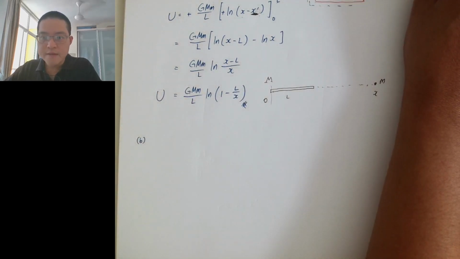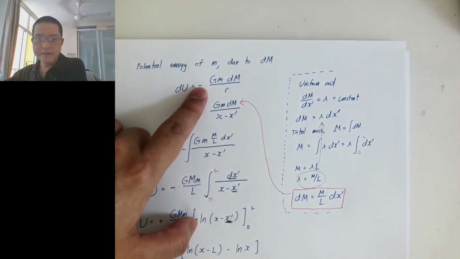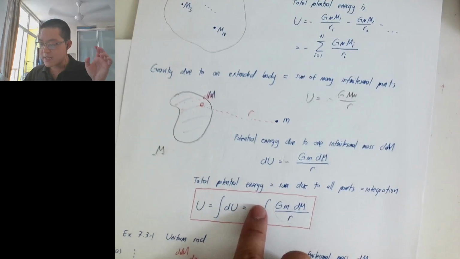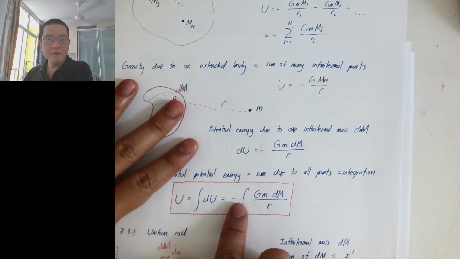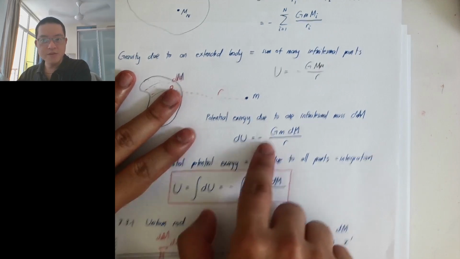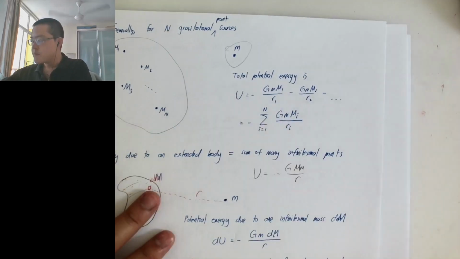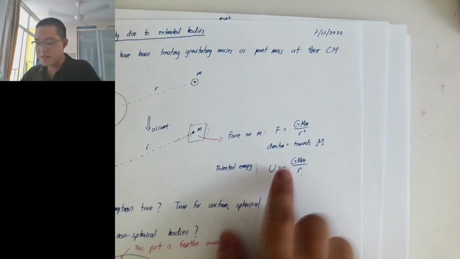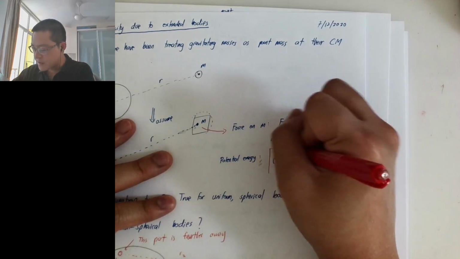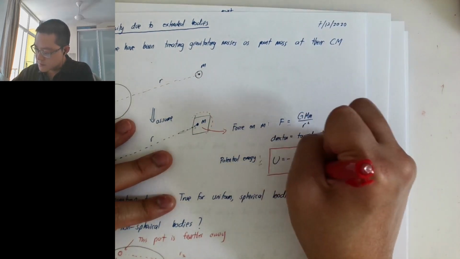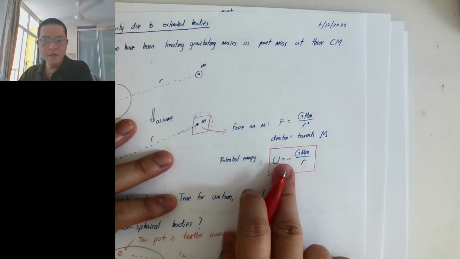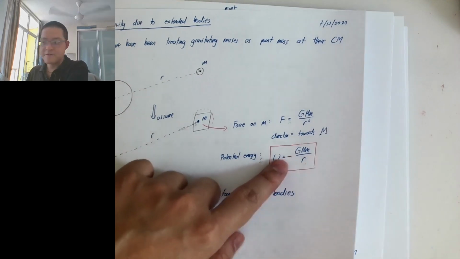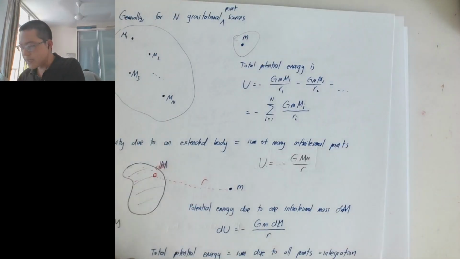You must put the negative sign first before integration. Yes, and the original negative sign came from our definition of potential energy. So everything here has a negative sign because our potential energy is defined with the negative sign, and the negative sign follows us all the way until here.